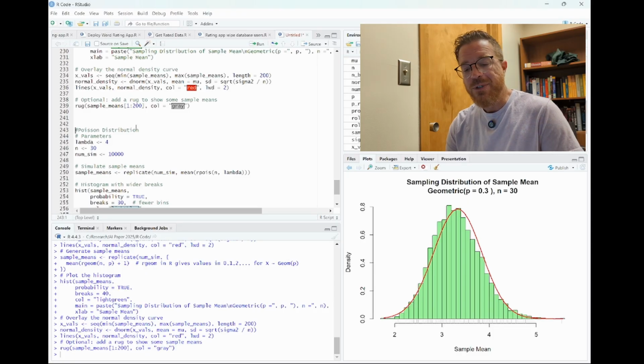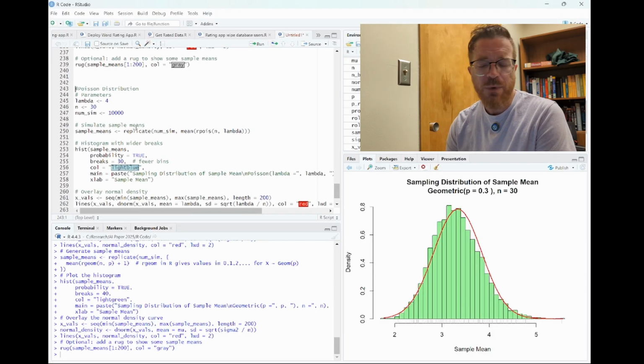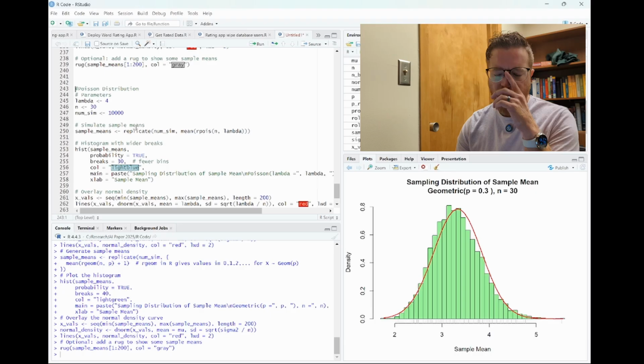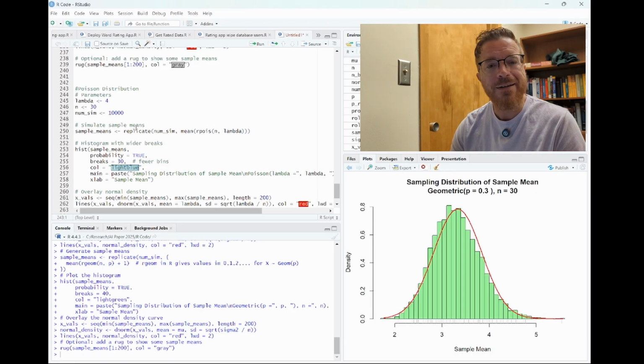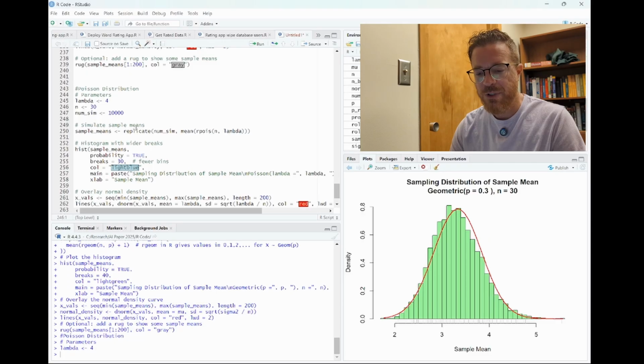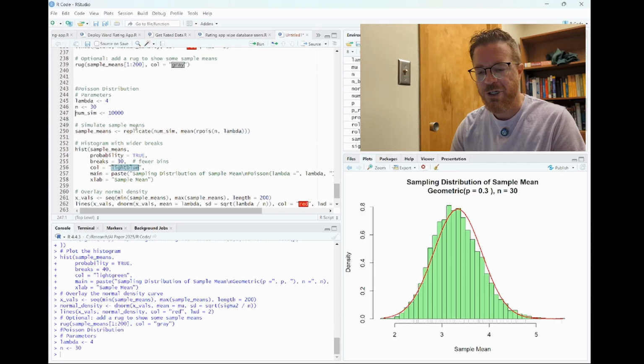The last thing we're going to look at, though, is the Poisson distribution. Now, we didn't cover this one in class, but the way it works is it's a discrete probability distribution and is reliant on the parameter lambda. It is specifically used when you're looking at events that don't occur very often, so rare events. So we're going to set up using a lambda of 4. Again, we're going to have n equals 30, and we're going to do 10,000 simulations.